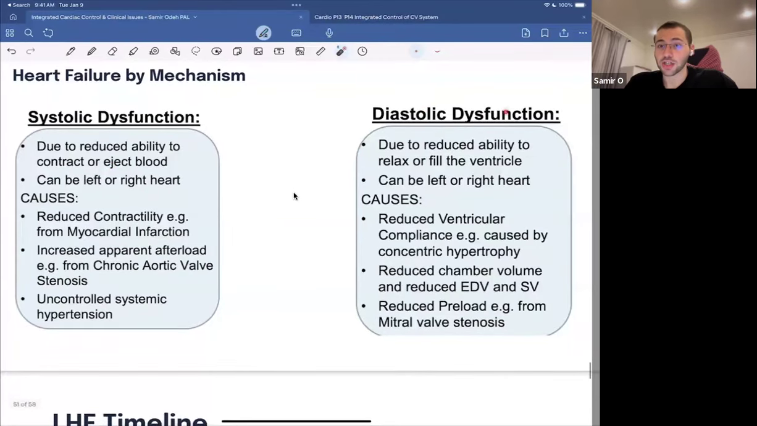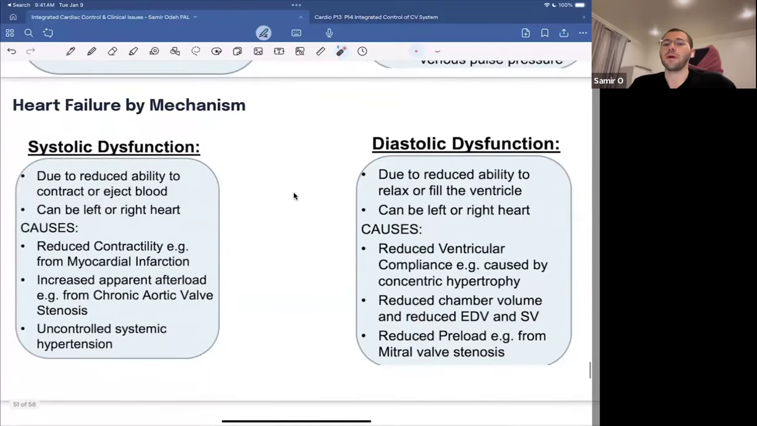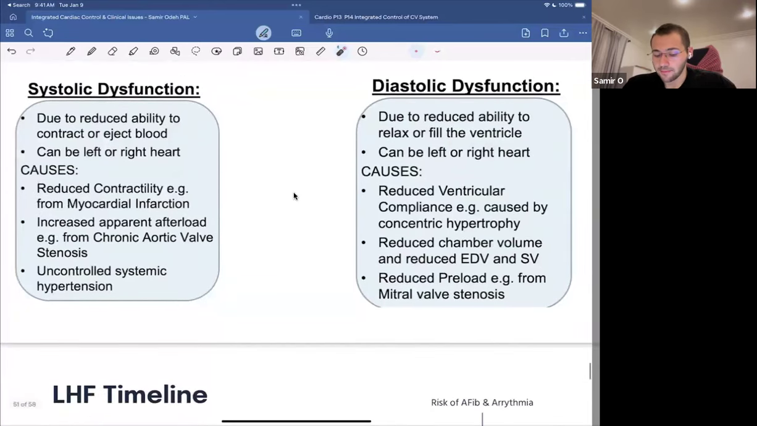Now, the second type of dysfunction is diastolic. Now, this is due to the heart not being able to relax or fill the ventricle. This is due to a non-compliant heart. I know you guys hate that word, but essentially this could be left or right-sided. And most likely this is, again, reduced ventricular compliance caused by concentric hypertrophy. So this is actually also caused by hypertension. So hypertension causes both, I know.